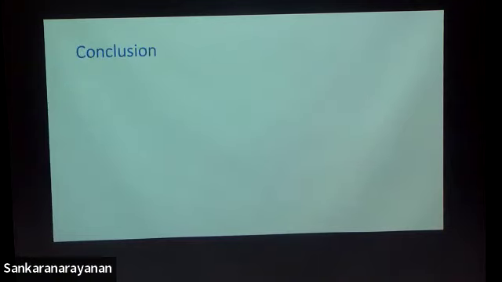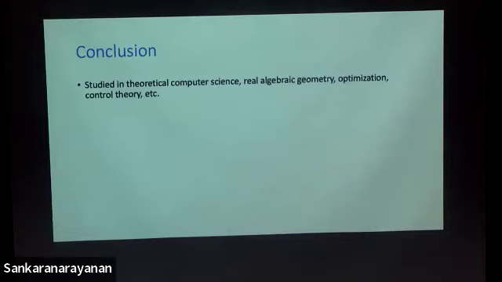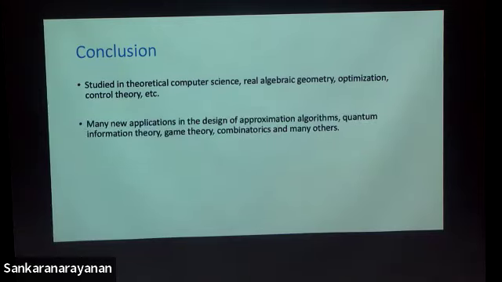But yeah, let me finish by saying that what I gave was just maybe one application of sum of squares polynomials, but it's really being studied not just in theoretical computer science, but in real algebraic geometry, optimization, control theory, and many, many areas, especially in the last 2 decades where there have been many new results in approximation algorithms, quantum information theory, game theory, combinatorics, and many others, right? And again, a lot of these computational questions have really been studied in the last 2 decades. There have been many new algorithms, some amount of lower bounds, but it seems like the power and limitations of these things are yet to be fully understood, right? So it's a very, very active area of research in theoretical computer science.